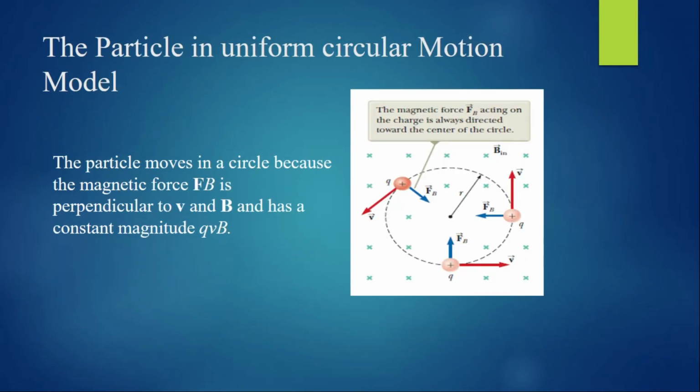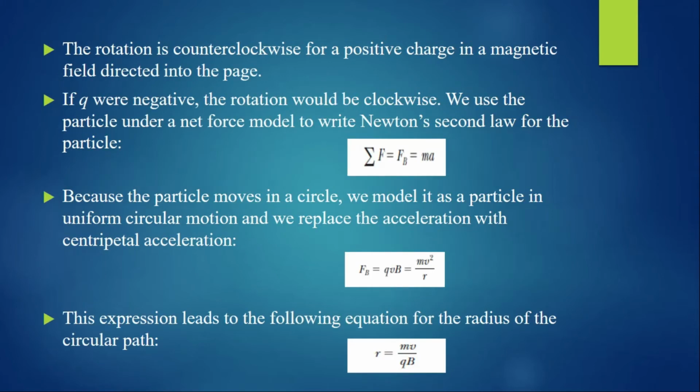The particle in uniform circular motion model. The particle moves in a circle because the magnetic force is perpendicular to v and B and has a constant magnitude of qvB. The rotation is counterclockwise for a positive charge in a magnetic field directed into the page. If q were negative, the rotation would be clockwise.